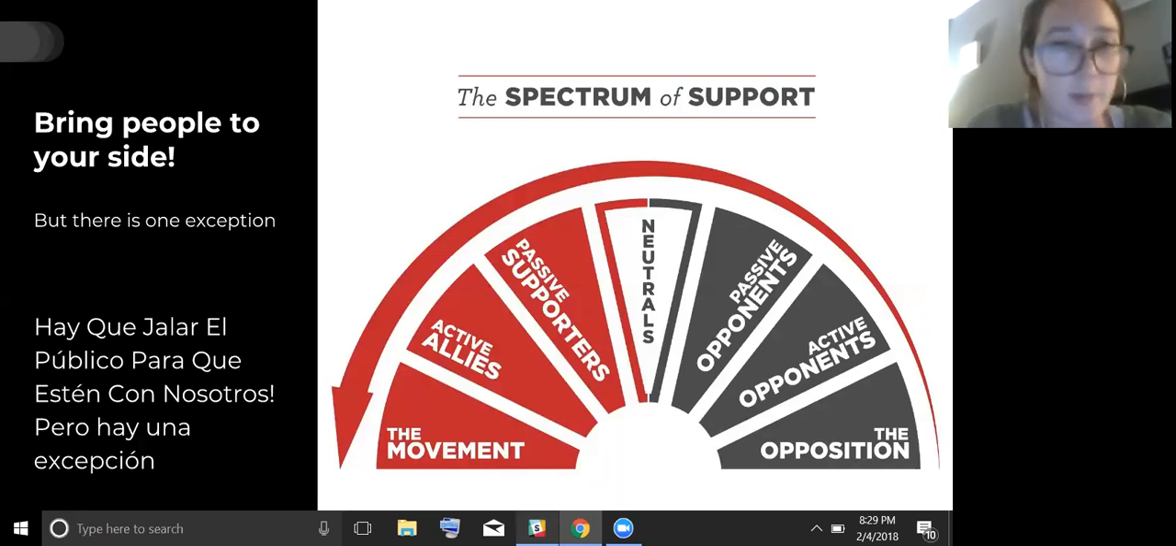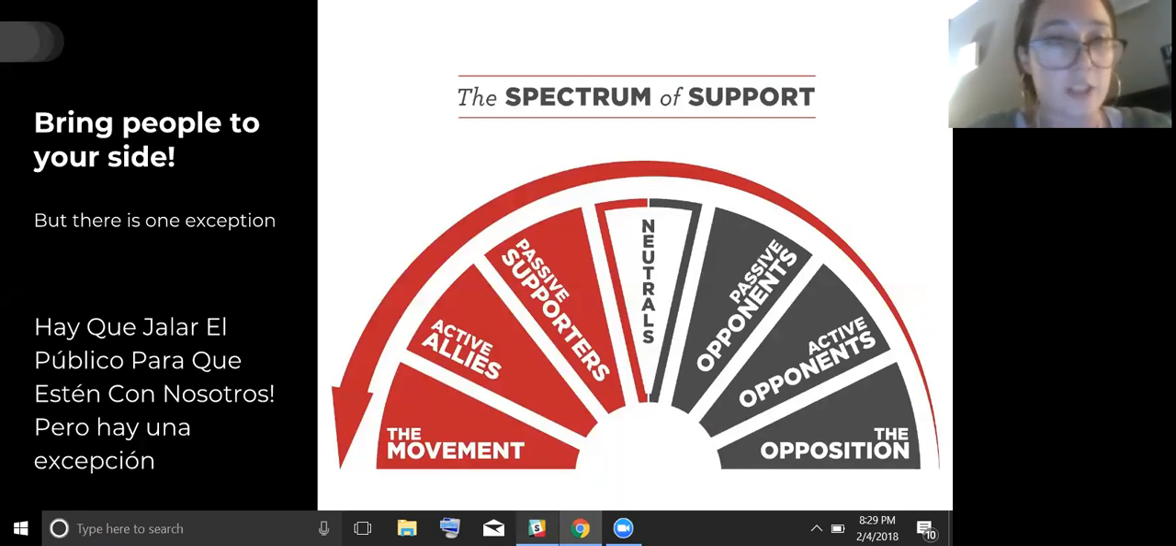An action that's targeted towards getting young people activated is really different than an action that's focused on getting older folks, parents or workers activated. So in every action that we do, it's important to think about what our message is, who we are trying to talk to, and where we are trying to move them on the spectrum of support. Are they a neutral that we're trying to change their view, or are they a passive supporter that we're trying to activate and inspire to take action?